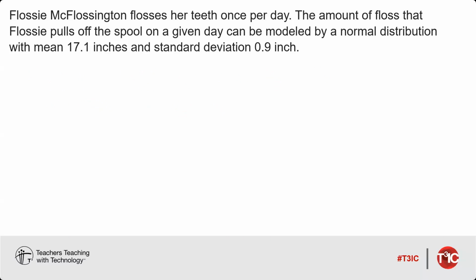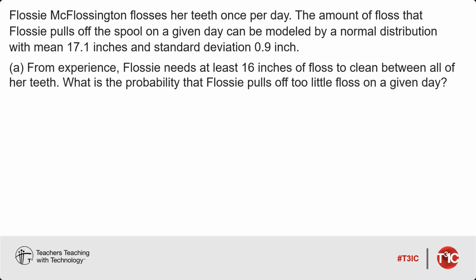Flossie McFlossington is our character today, and Flossie flosses her teeth once per day. The amount of floss that Flossie pulls off the spool on a given day, you can picture this little floss, can be modeled by a normal distribution with a mean of 17.1 inches and a standard deviation of 0.9 of an inch.